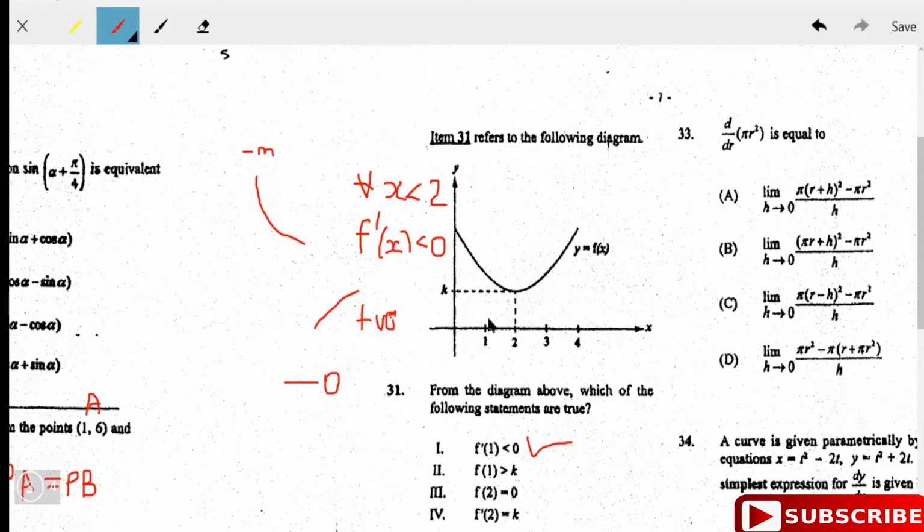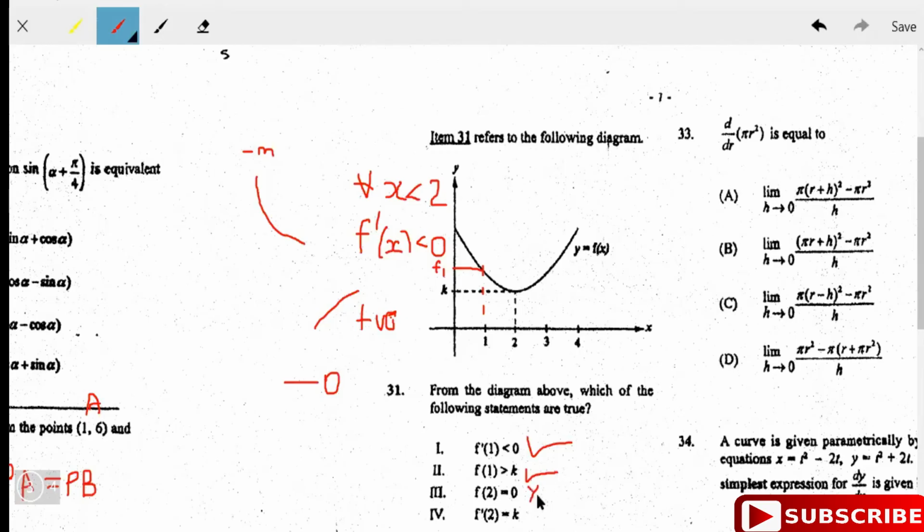Yes, right here. F of 1 is greater than k. This is f of 1 right here. f1 is greater than k. It says f of 2 equals 0. Is that true? No, f of 2 is equal to k.